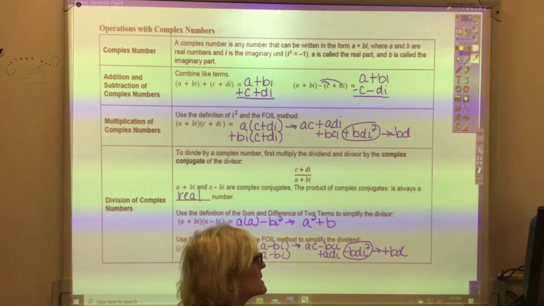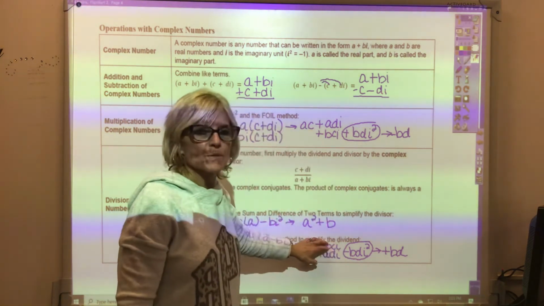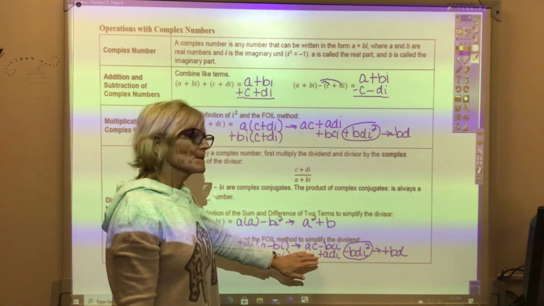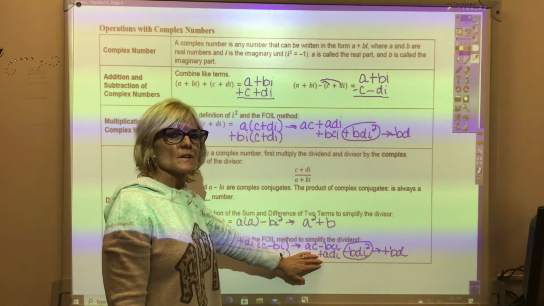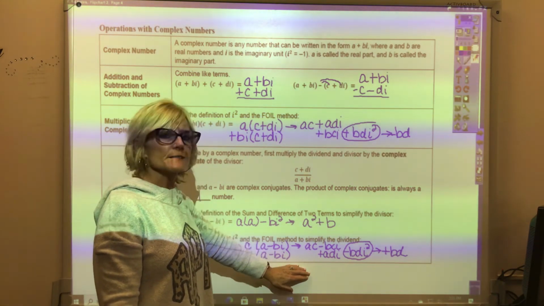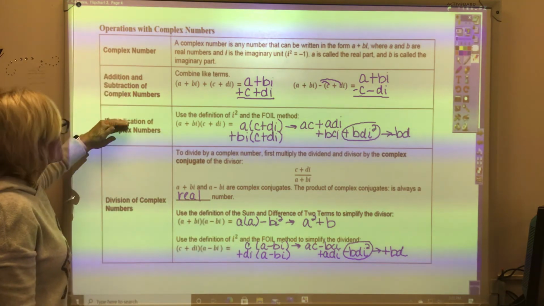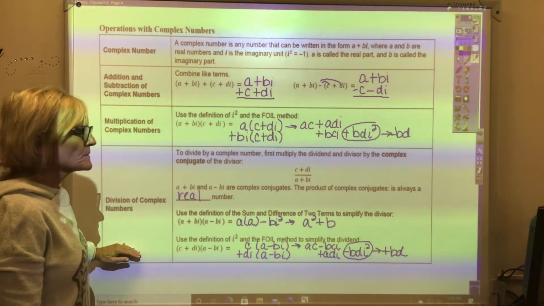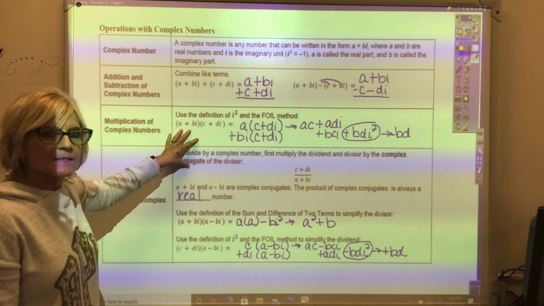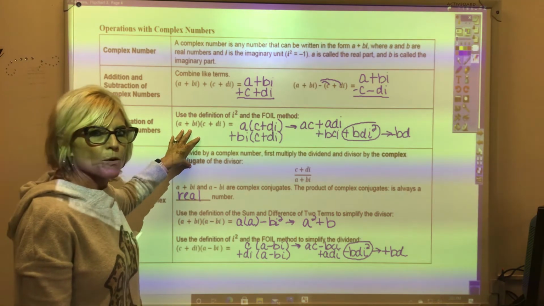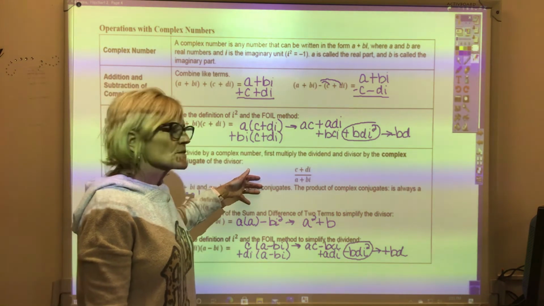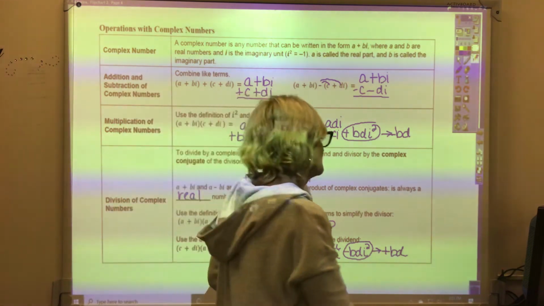Now the letters each represent numbers, and so you'll see how the answers should look when we do these next examples. But these are the operations that we use with complex numbers. Refer back to these as needed when you work the practice problems, as well as refer back to the examples we're going to do now.